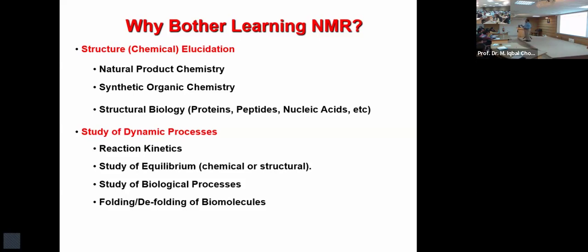NMR time scale is very slow. Very slow, when I say very slow, as compared to UV-IR. So why? Because you excite all the NMR active nuclei, and then you give them time to relax back.